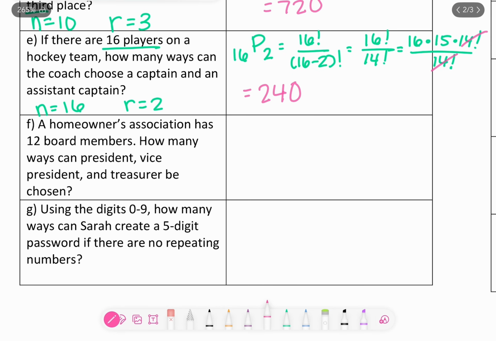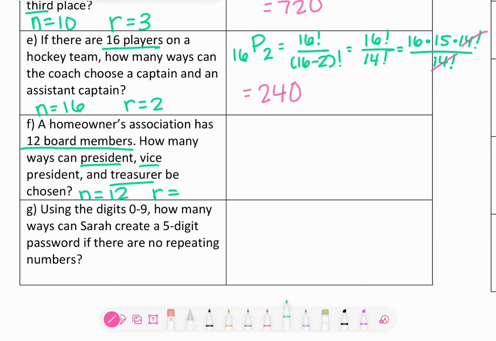All right, let's take a look at these last 2. So the next one, it says a homeowners association has 12 board members. How many ways can president, vice president, and treasurer be chosen? So 12 board members. We're choosing president, vice president, and treasurer. So the total is 12 for all the board members.